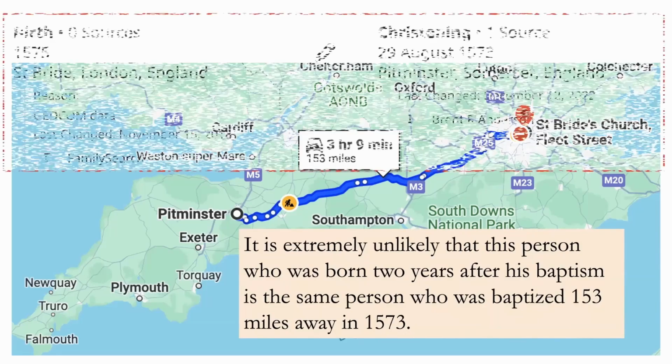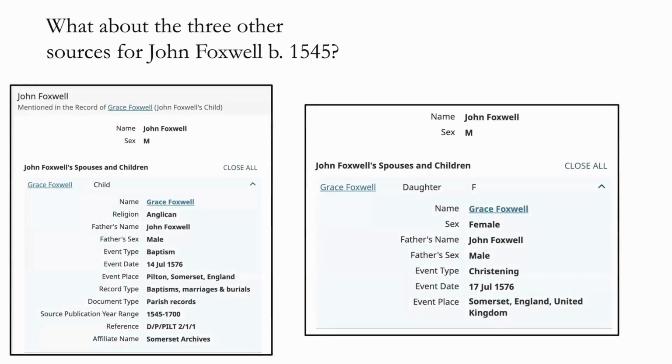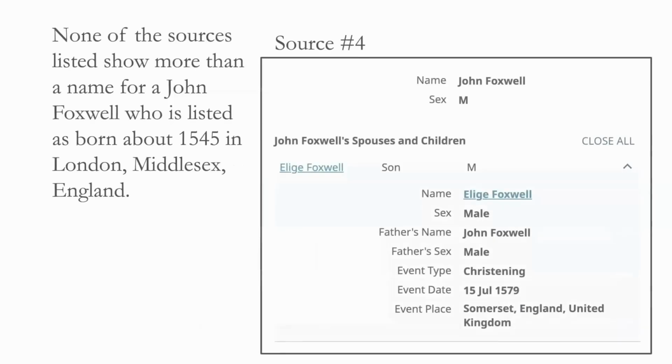Okay. Born in London, the mother traveled 153 miles. So here's the other 3 sources. That was just the first source. The other 3 sources are all for somebody named Grace Foxwell, and one other that's not anyone else is Elige Foxwell. And they're all just showing up as event place in Somerset.